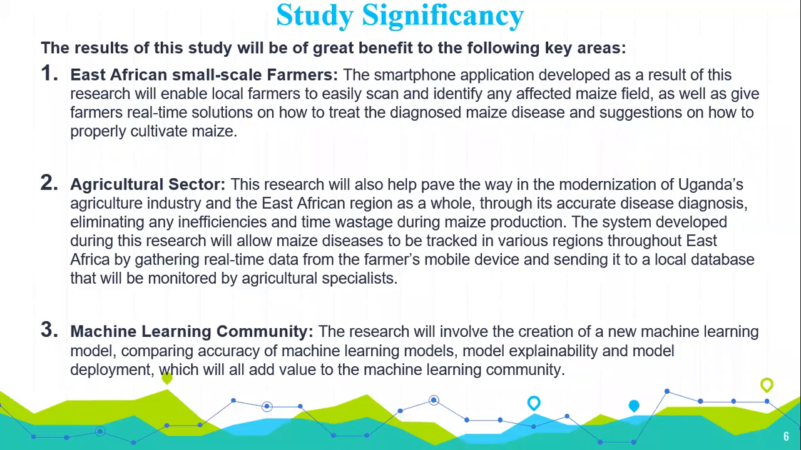So for the agriculture sector, it will help to modernize the agriculture sector and provide actual disease diagnosis, eliminating inefficiencies in other methods which have been used, like human observation. So this will help to improve the production of maize, and for the machine learning community, it will be used to create a new machine learning model which will have model explainability and be deployed to add value to the machine learning community. So my friend Brad can take over from there.